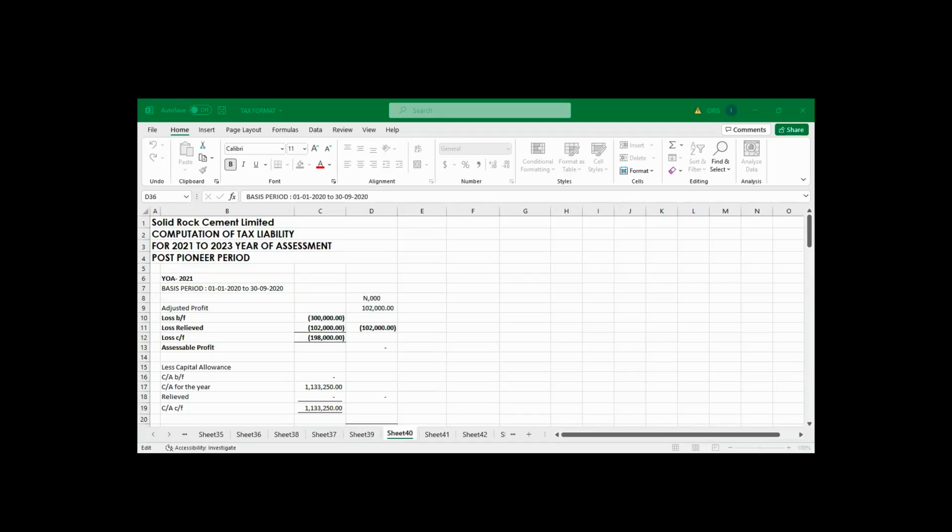So, for the post-pioneer period, 1st of January 2020 to 30th September 2020, what will be the year of assessment? The first year of assessment of the post-pioneer period? 2021. And the basis period is 1st of January 2020 to 30th September 2020. What is the adjusted profit based on this period given to us in the question?